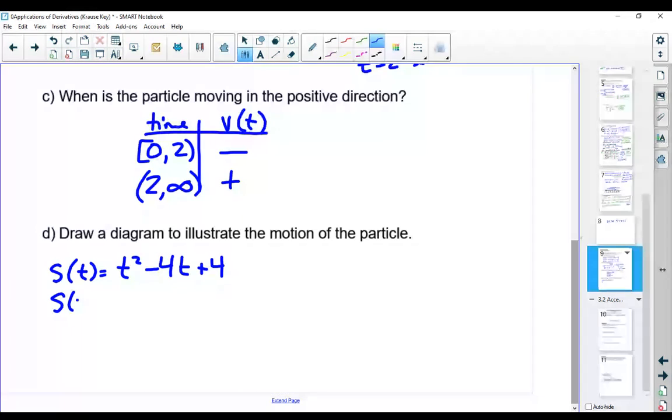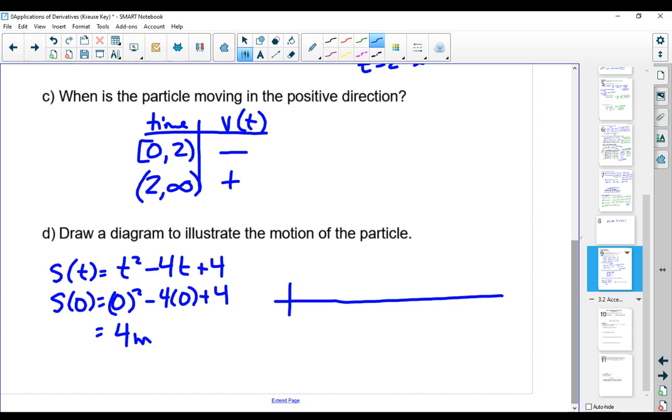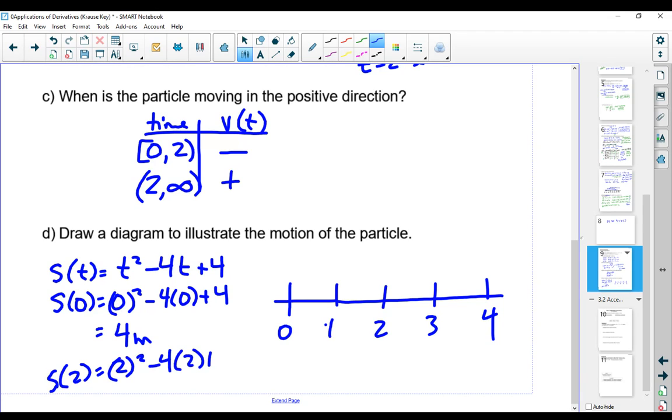So we plug in s of 0. At time 0, 0 squared minus 4 times 0 plus 4, the position is at 4 meters. So there's 0, 1, 2, 3, 4. At time 0, it's starting at 4. Now, we know that there's a critical point at 2. We know it has a turning point at time equals 2. So s of 2 is 2 squared minus 4 times 2 plus 4, and that's 0.